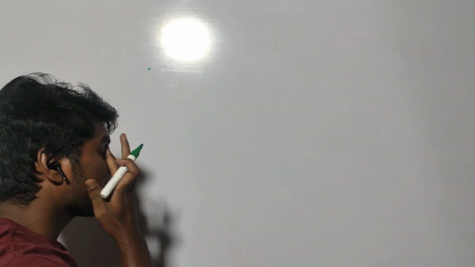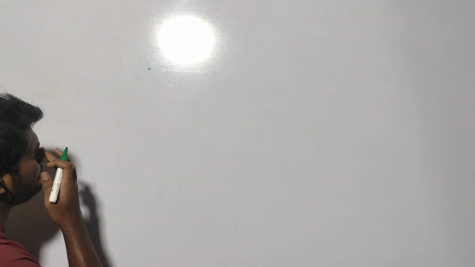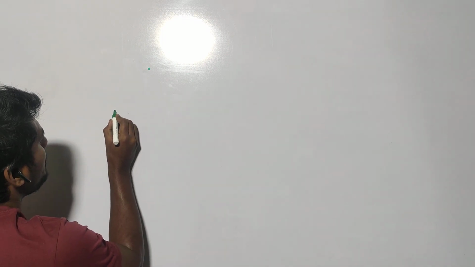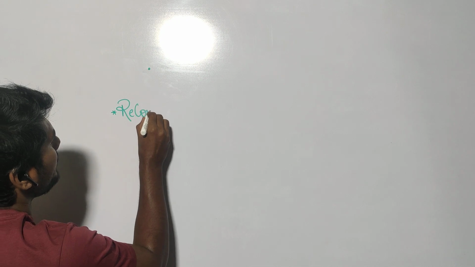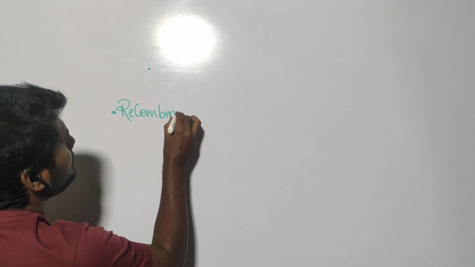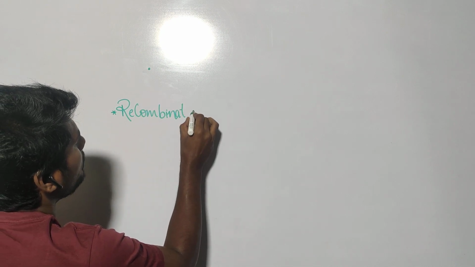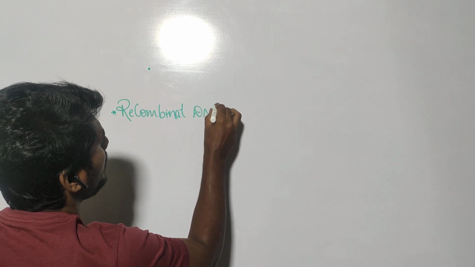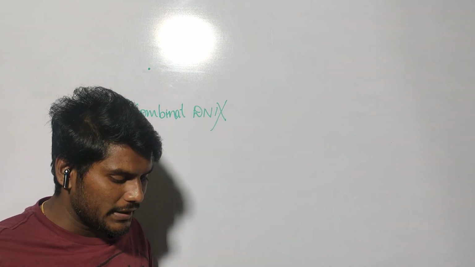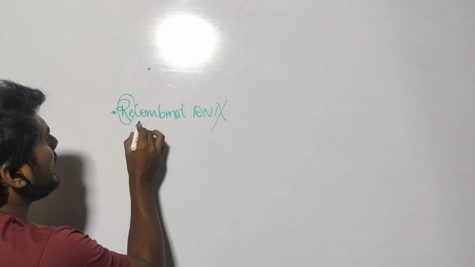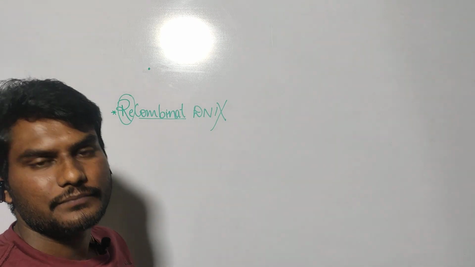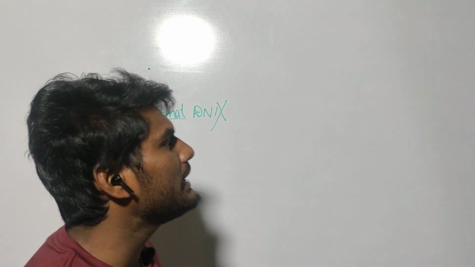there is a presence of so many terms. Number one is preparation of recombinant DNA. What is the meaning of the word recombinant DNA? Remember here, re means again, combination, combining. Yes, again we will combine the DNA.